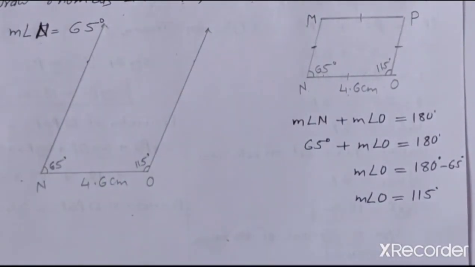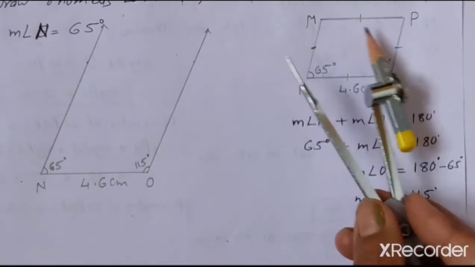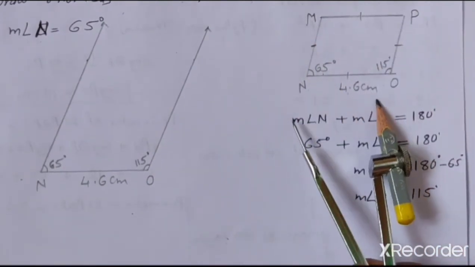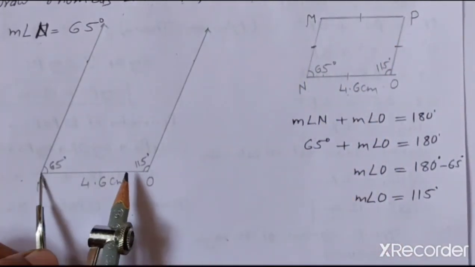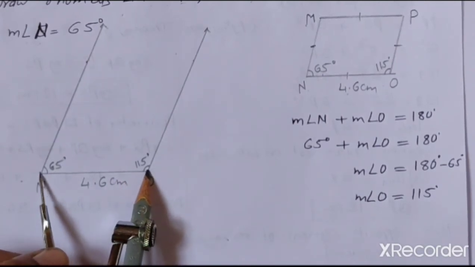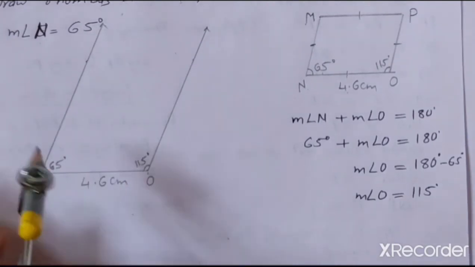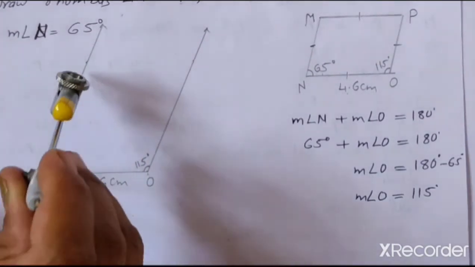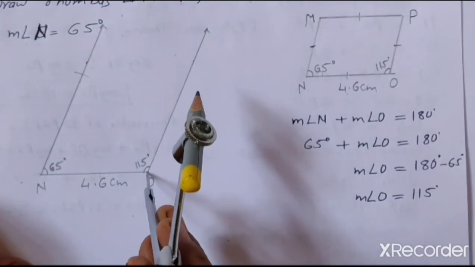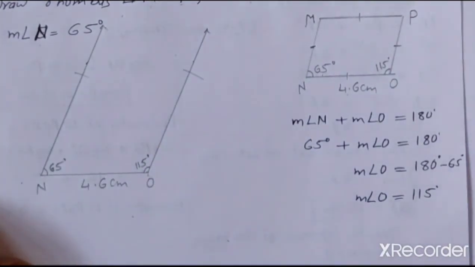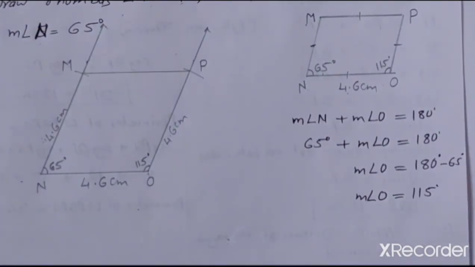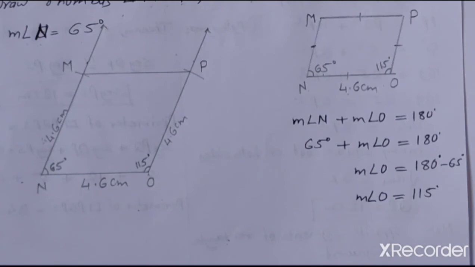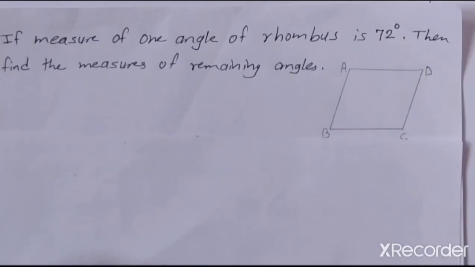Now let us find out the position of M and P from point N and O respectively. We know that all these segments are congruent. So by using this distance which is equal to 4.6 centimeter, we can mark the first arc from point N and similarly from point O. Now these two intersecting points are point M and P. So after connecting these points with each other, we will get our rhombus MNOP.